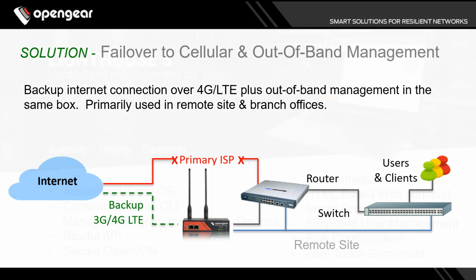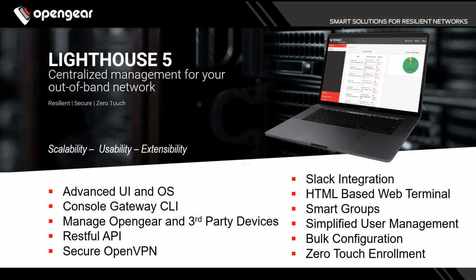So how do you do that? Especially if you've got 50 devices, 100 devices. We have Lighthouse 5, which is our central out-of-band management software. It's a VM appliance or a Hyper-V appliance, so you can run it on your infrastructure. Now, it's been built from the ground up just recently, and it's got a very advanced UI and OS, and it's based around HTML5. It manages all Opengear devices and third-party devices like Cisco or Avocent.